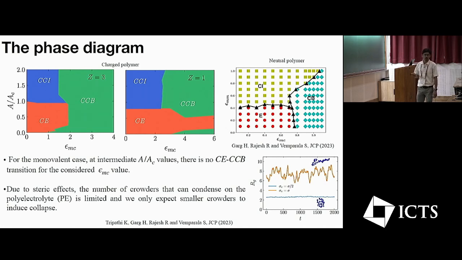Because of the size of the Crowders, it was difficult for Z equal to 1. But the idea was, if we reduce the size of the Crowder, we should see the collapse here as well. And that's what we found as well. So here we reduce the size of the Crowder by half, and we see now the Rg belongs to a collapse kind of regime, right?